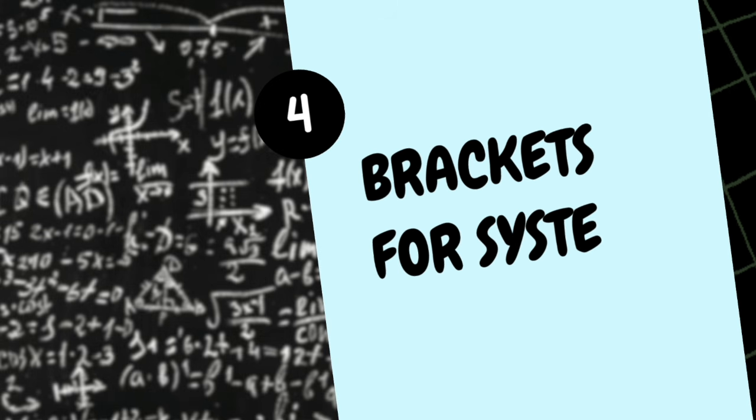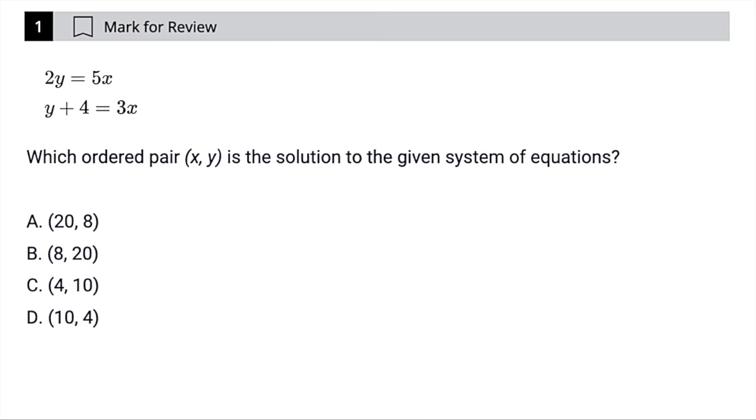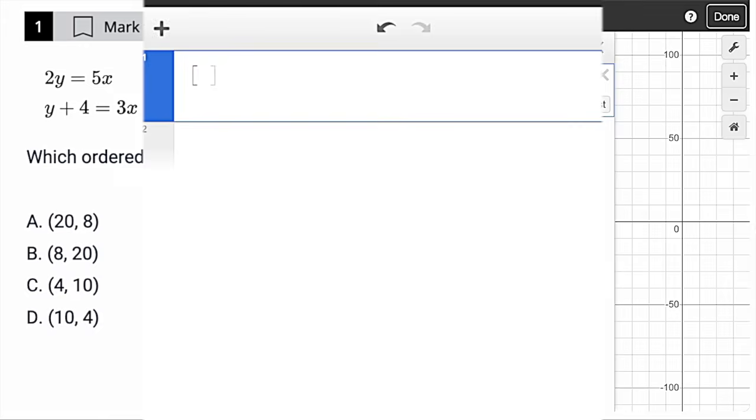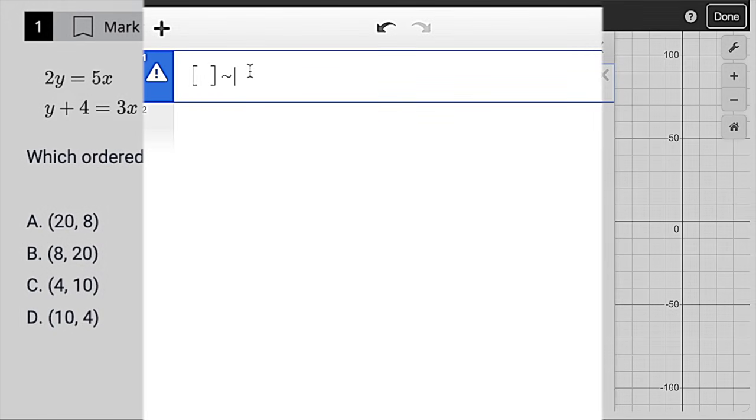And finally, hack number 4 is going to be using brackets in Desmos for systems of equations. This first example is one that I wouldn't recommend using brackets for, but I want to use it to demonstrate the process. So we have a system of equations, and basically we're going to use brackets to separate our system of equations. And the way this works is you have a bracket, and the first set of brackets is going to be the left side of both equations, and then you're going to have that squiggly to the right side of both equations, separated by commas.